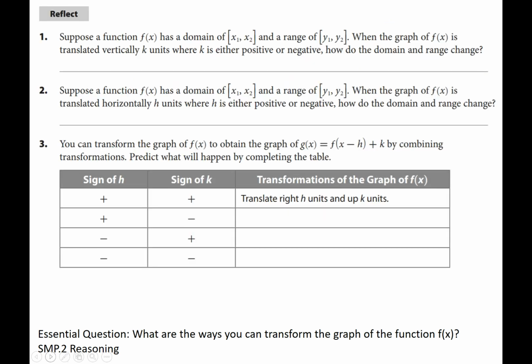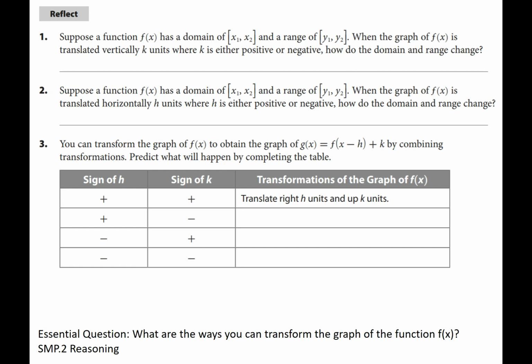All right, so now we're going to reflect on this a bit. Okay. Suppose the function f has a domain of x sub 1 to x sub 2 and a range of y sub 1 to y sub 2. So now they're making us make generalizations without numbers in it. When the graph of f of x is translated vertically k units, where k is either positive or negative, how do the domain and the range change?